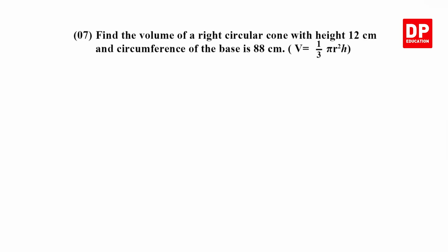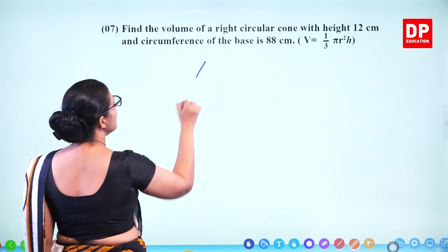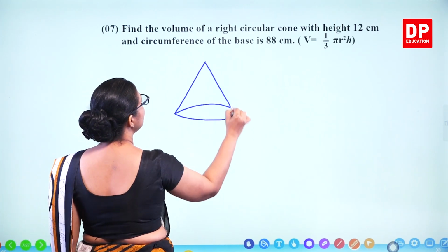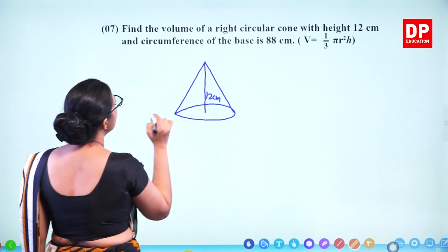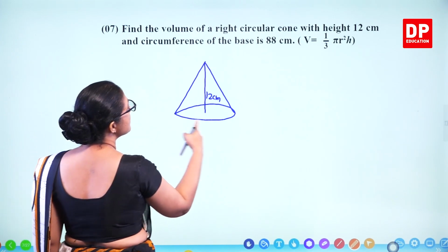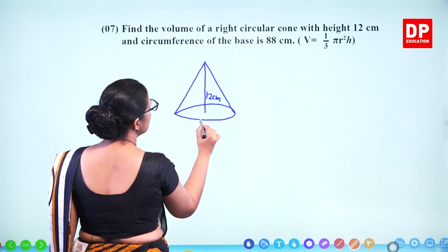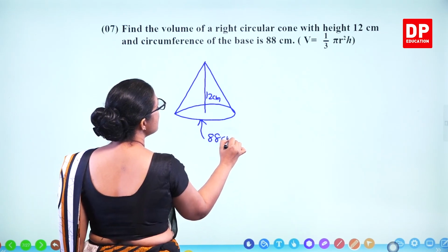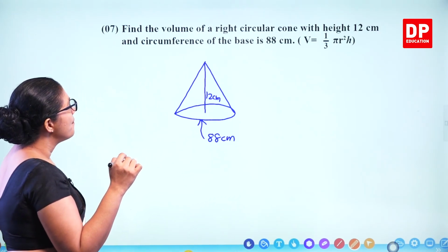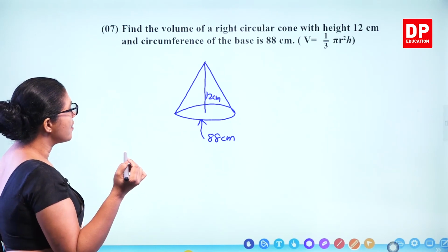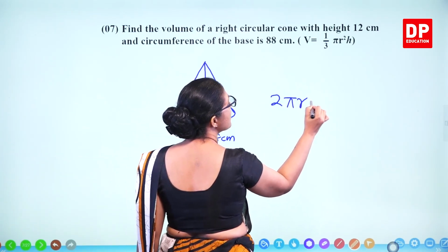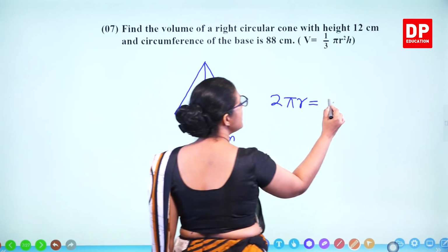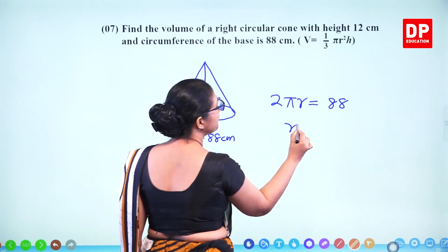Question number 7. Find the volume of a right circular cone with height 12. So this is a cone. Height is 12 centimeters and the circumference of the base is 88 centimeters. So you need to find out R, radius of this. So 2 pi r is the circumference. That's equal to 88. So what is R?